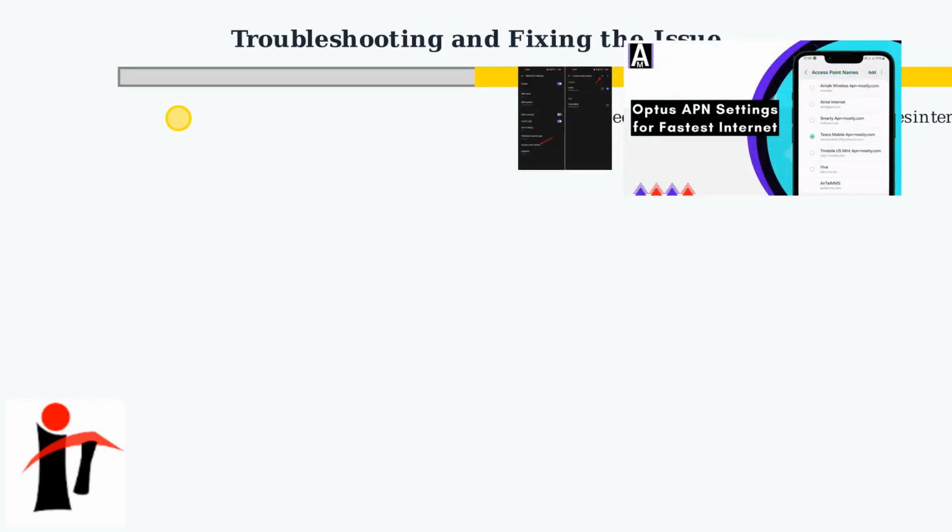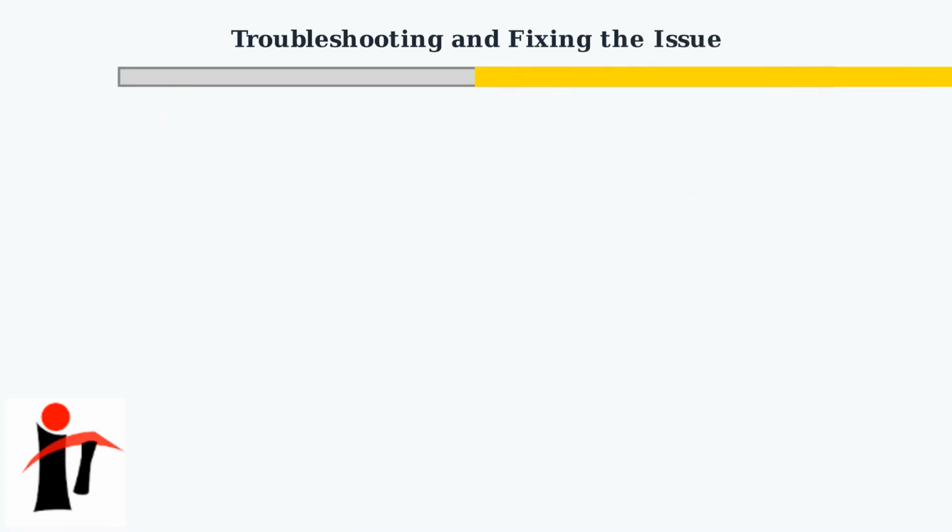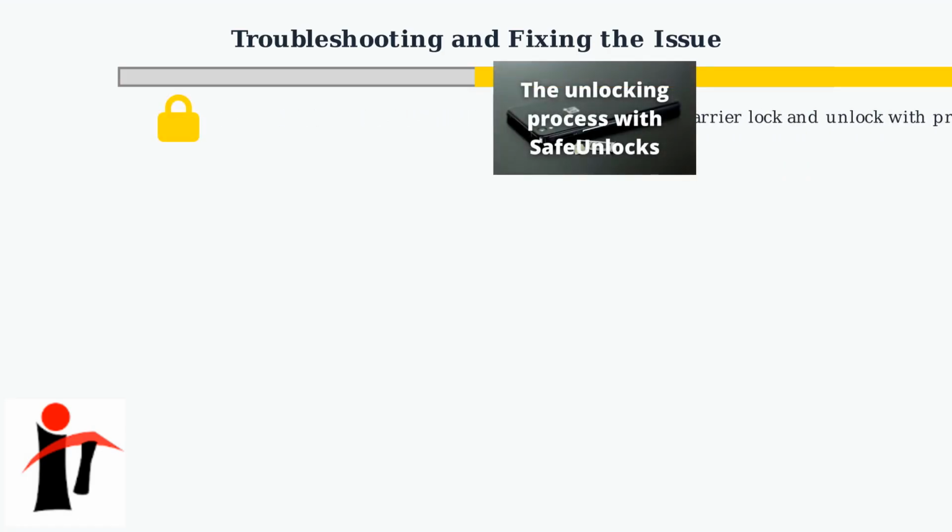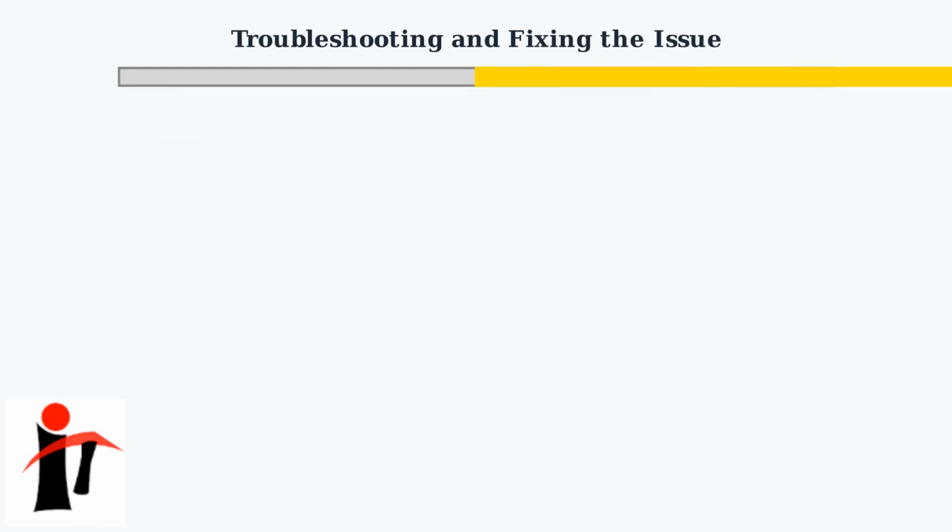Then, check your APN settings under Mobile Networks in your phone's settings. The standard Optus APN is Internet, or Yes Internet for Yes Optus plans. If the problem persists, check if your phone is carrier locked. Contact your previous carrier to unlock it.